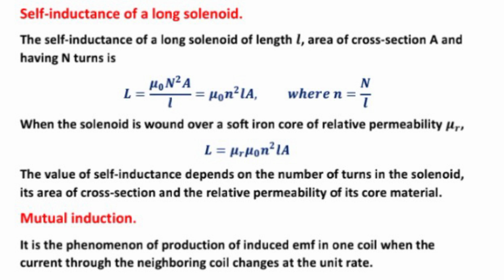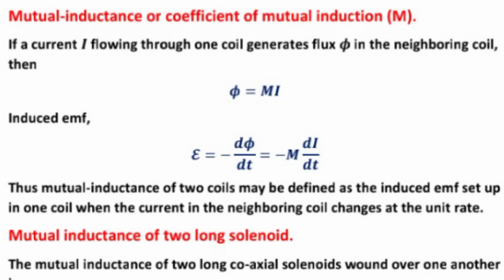Mutual induction. It is the phenomenon of production of induced EMF in one coil when the current through the neighboring coil changes. Now, mutual inductance, also called coefficient of mutual induction, is denoted by capital M. If a current I flowing through one coil generates flux phi in the neighboring coil, then phi equal to Mi, and induced EMF epsilon equal to minus d phi upon dt, which is equal to minus M di upon dt.